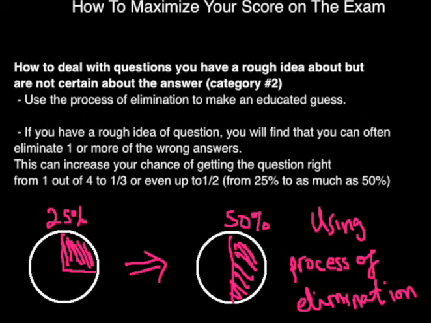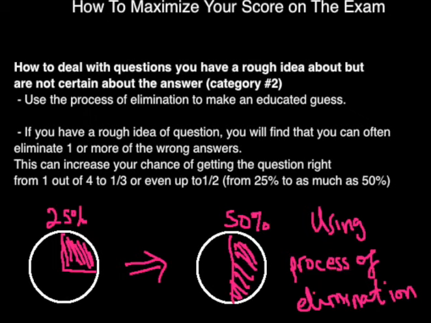Well, the appropriate strategy for such questions is to use a process of elimination to make an educated guess. What that might look like is, let's say you're given a question and you are supposed to choose between options A through D. In a scenario like that, you have a 1 in 4 chance of getting the question right, even if you just guessed.